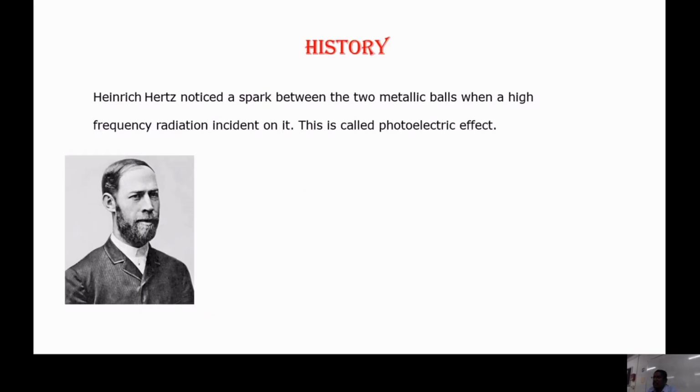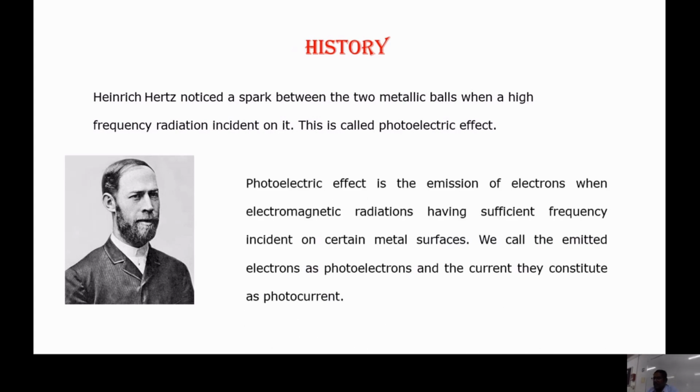Heinrich Hertz performed many experiments, and he observed the spark between two metallic balls when a high frequency radiation was incident on it. This is called photoelectric effect. In other words, photoelectric effect is the emission of electrons when electromagnetic radiation having sufficient energy is incident on certain metal surfaces. We call the emitted electrons photoelectrons, and they constitute a current, which is known as photocurrent.